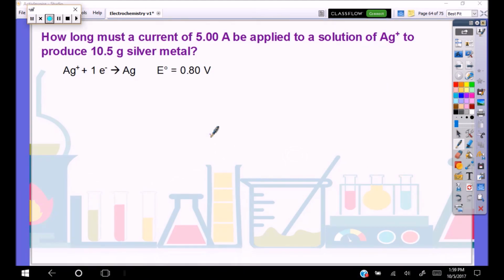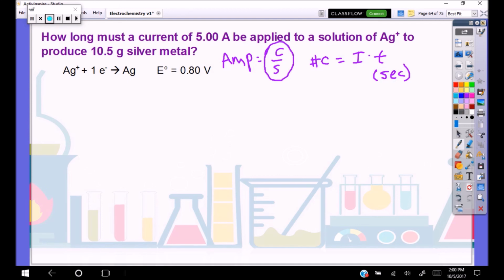All right, so our first example: how long must a current of 5 amps be applied to a solution of silver plus to produce 10.5 grams of silver metal? So before we even start, I want to remind ourselves of our units. Amps have units of coulomb per second, and we know that our equation, the number of coulombs C is equal to the current I times the time. Something I didn't tell you before, but I should have said, is that the time is in seconds for this to work, hence why we have our unit of coulombs per second for our amps.